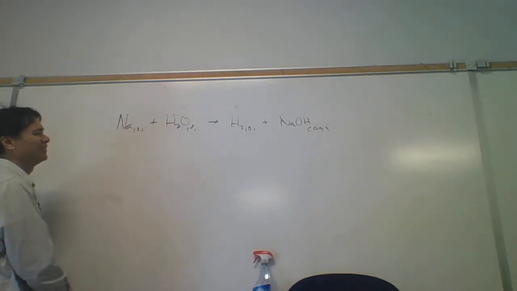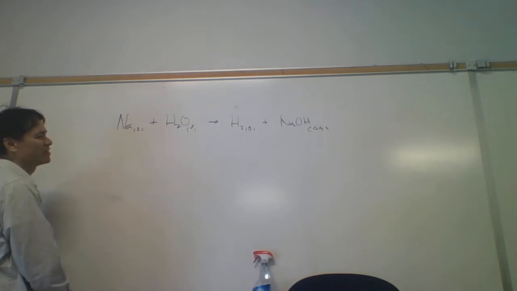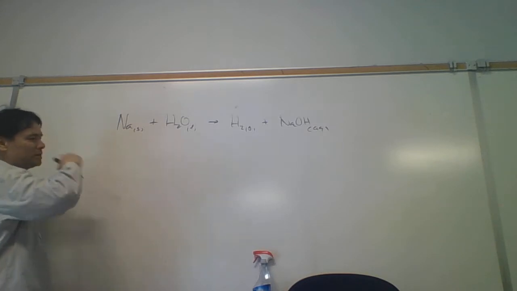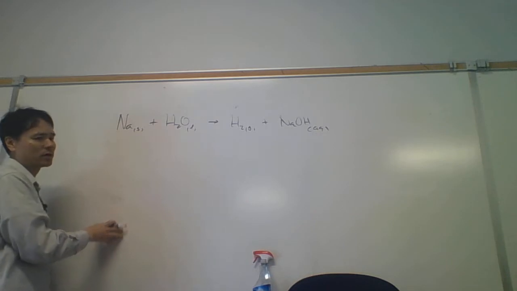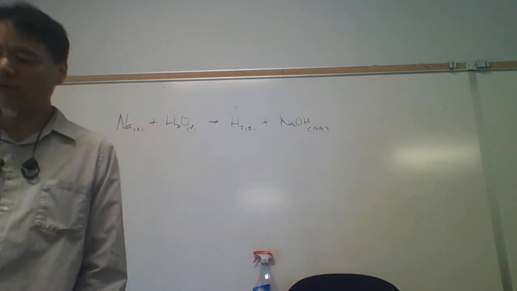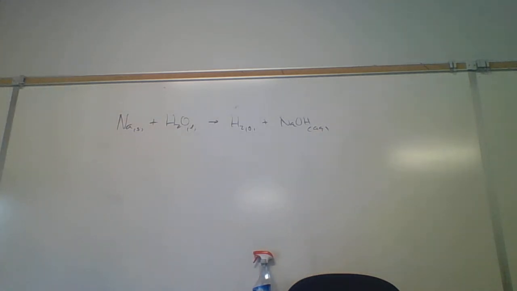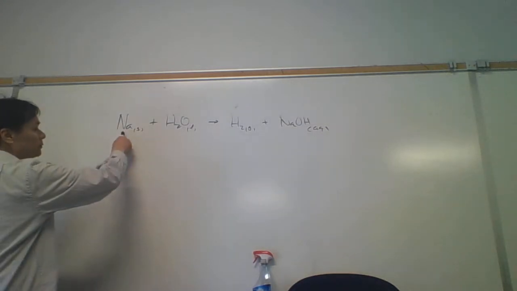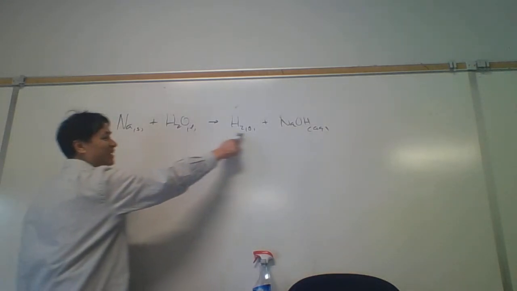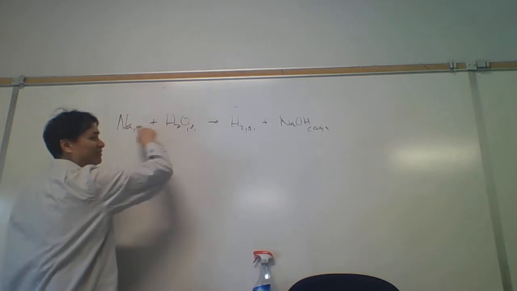What we have to do, though, is make sure this is balanced. Balanced means the atoms are just rearranged in a chemical reaction. They're rearranged to form new substances. So we have sodium here. Sodium ends up in sodium hydroxide. So we have one sodium atom, one sodium atom.